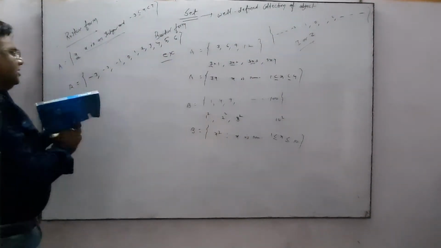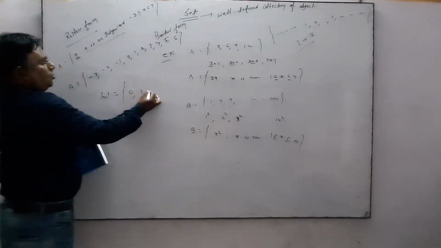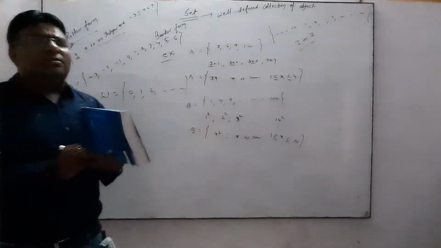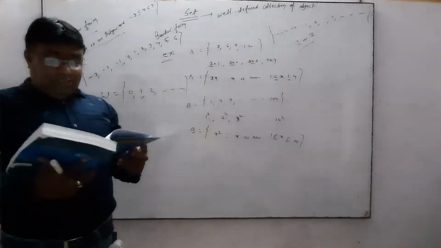What is a whole number? It starts from 0 and is denoted by W: 0, 1, 2, 3 and so on. This is the whole numbers. So whole numbers, integers, rational numbers, irrational numbers, real numbers, all are infinite sets.